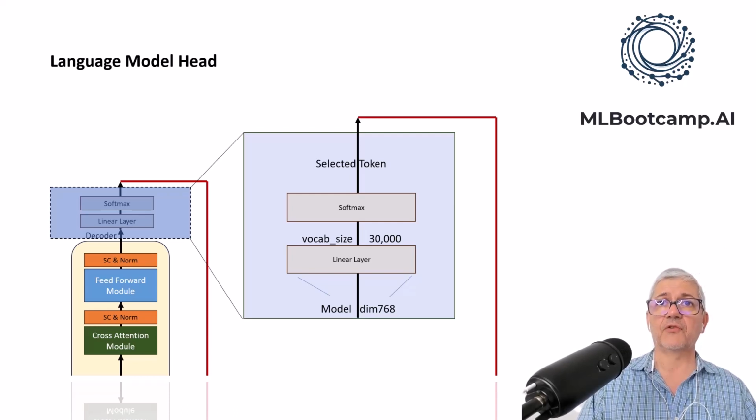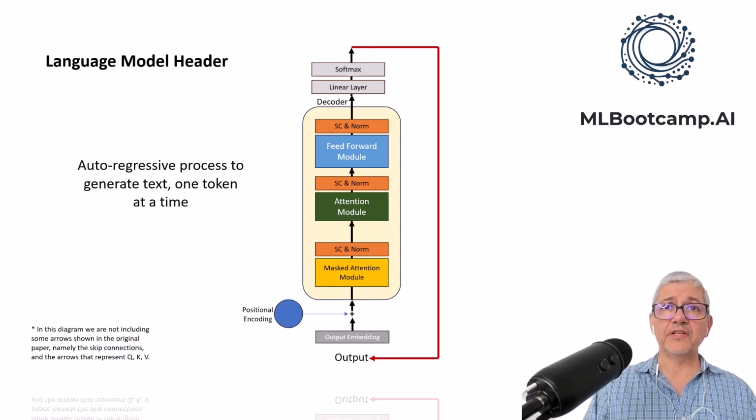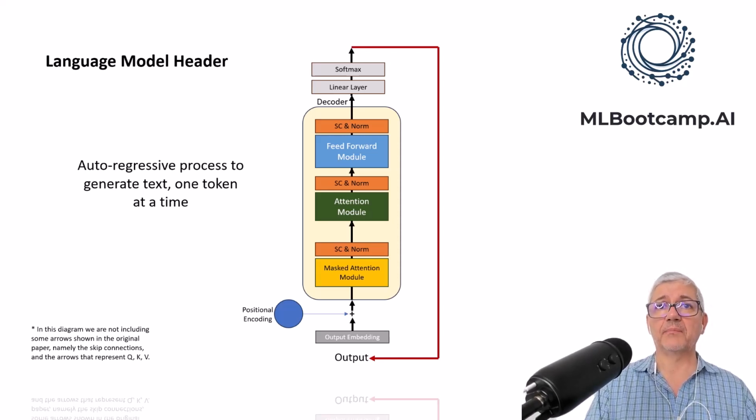This softmax function is crucial because it converts the raw output scores, also known as logits, from the linear layer into probabilities. Each value in the output of the softmax layer represents the probability of a particular token being the next word in the sequence. The combination of these two components enables the model to select the most probable next word in a sequence, given the context provided by the input sequence. This process is repeated iteratively in an autoregressive manner to generate text, one token at a time.